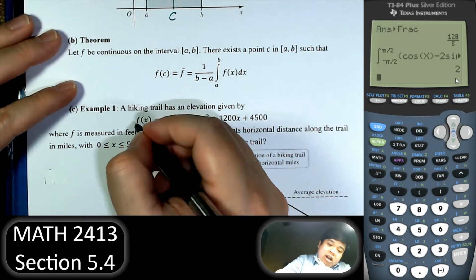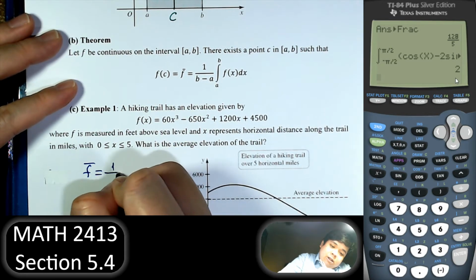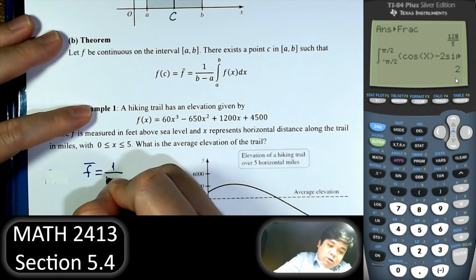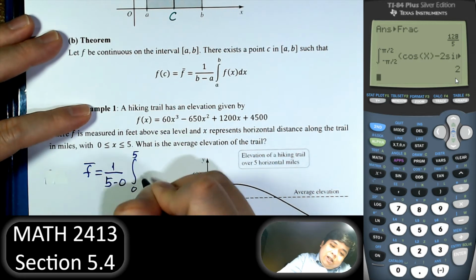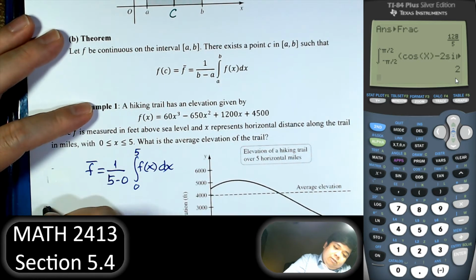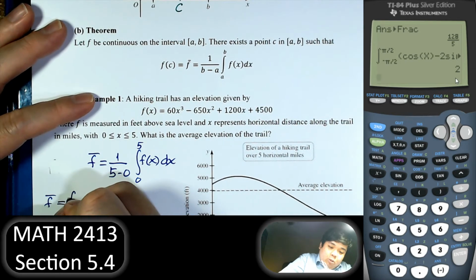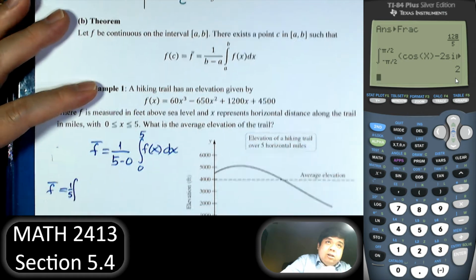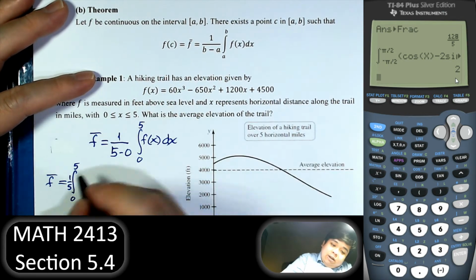So if we want to find the average value of that function, because the function is defined from 0 to 5, we're just going to do this. So we have 1/5 times the integral from 0 to 5 of the function.